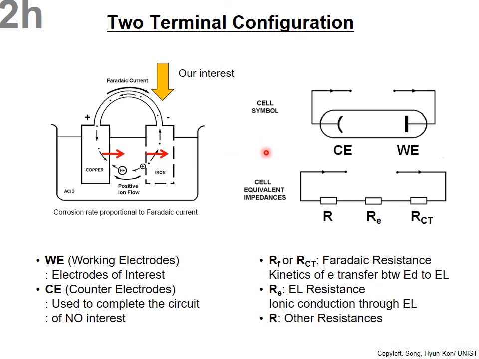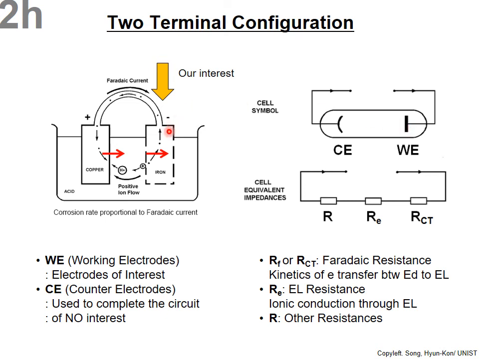Here are the cell symbols for the electrochemical cell. Working electrode, just a straight line, and counter electrode, a curved line. Why is the counter electrode described by a curved line? Because usually the surface area of the counter electrode is larger than the surface area of the working electrode, because we want to make the process on the working electrode the rate determining step. So the counter electrode is curved, but the working electrode is just flat.